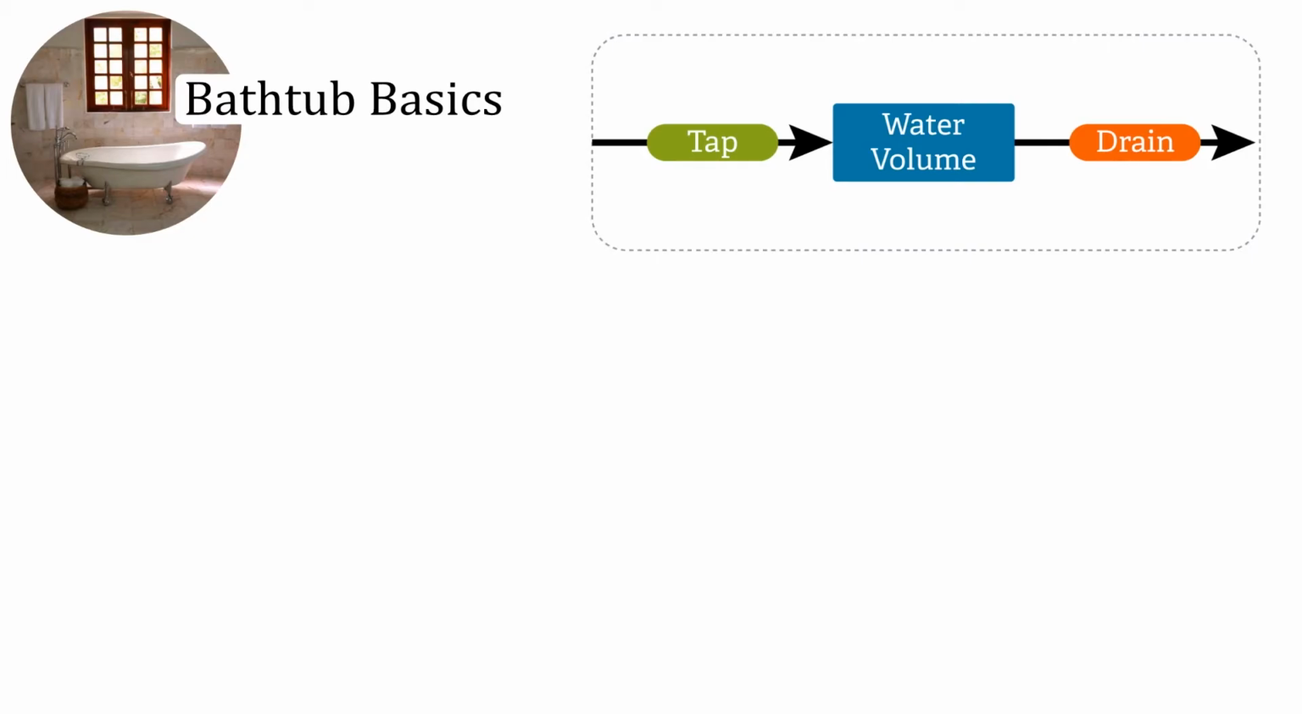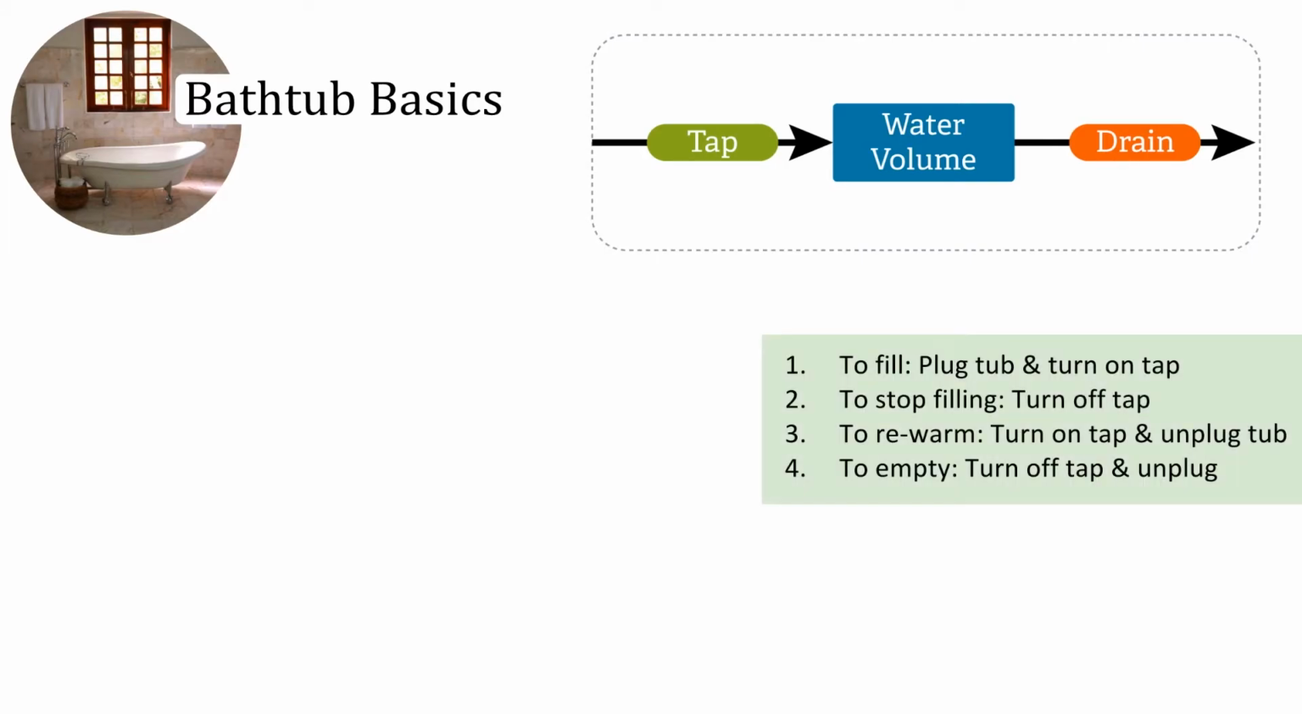So throughout our lives, we've all probably become pretty familiar with how bathtubs work. So basically, there's four things we can do. We can fill the tub by plugging the drain and turning on the tap. When we want to stop filling the tub, we just turn off the tap with the drain plugged. When we want to rewarm the water in the tub, we can turn on the tap to hot and unplug the tub at the same time. So there's a flow of warm water through the tub. And then finally, if we want to empty the bathtub, we can just turn off the tap and unplug the drain.